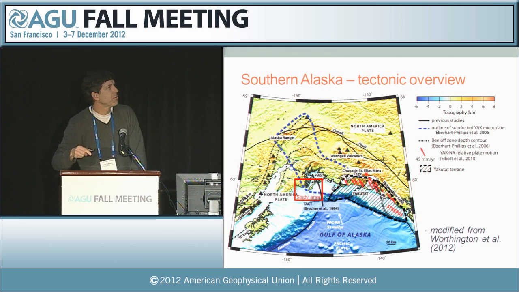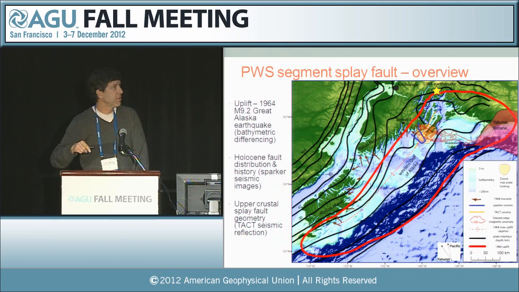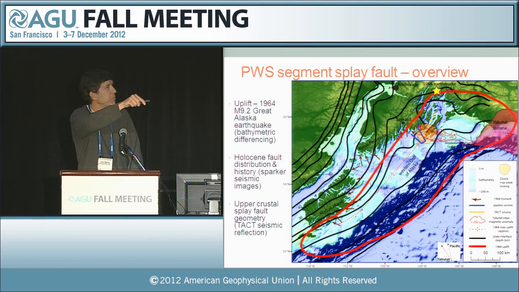Okay, this is a blow up of that area. Again, here's Prince William Sound. Here's the site of the 1964 earthquake. This region in red represents the uplift from the 1964 earthquake. These contours represent the top of the Benioff zone. You can see this big deflection where the Yakutat is being subducted beneath North America, so you see all the contours of the Benioff zone wrapping around that.